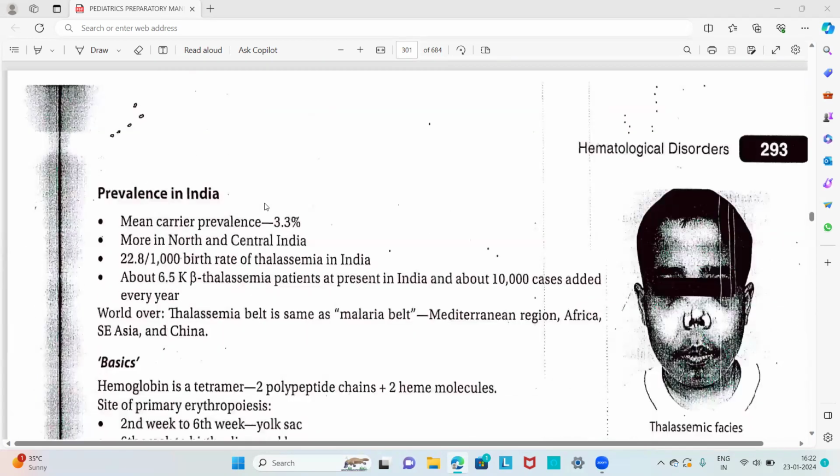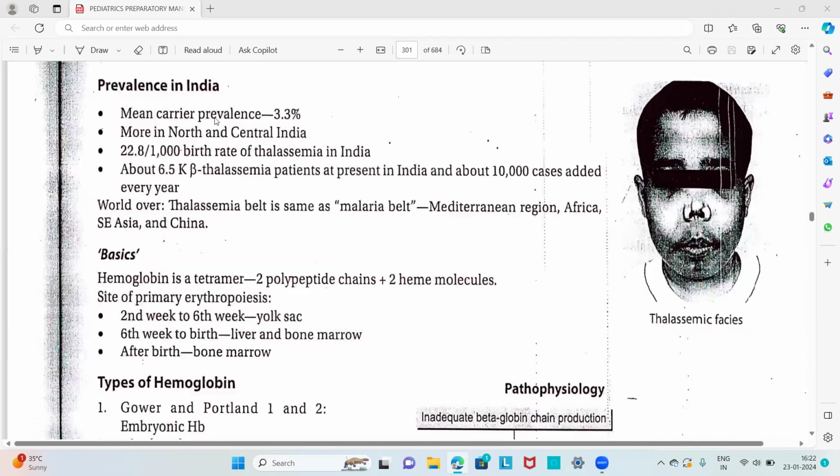Then about the prevalence in India, the mean carrier prevalence is 3.3%, more in north and central India. There are 22.8 per thousand births with thalassemia in India.